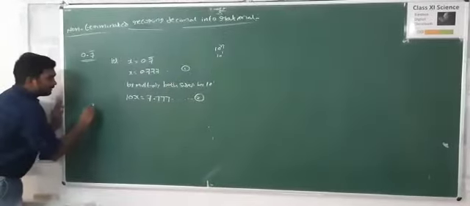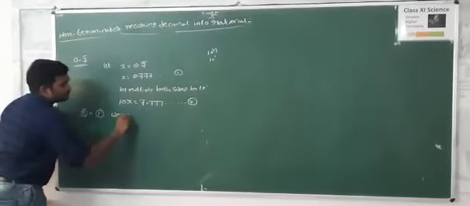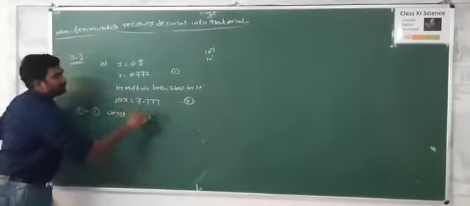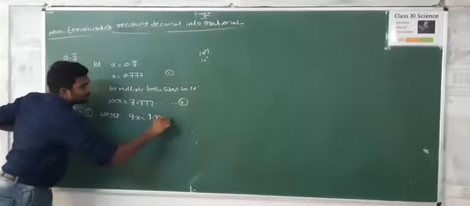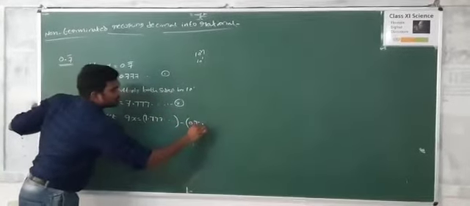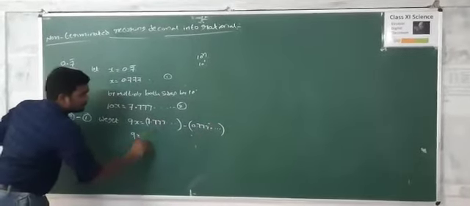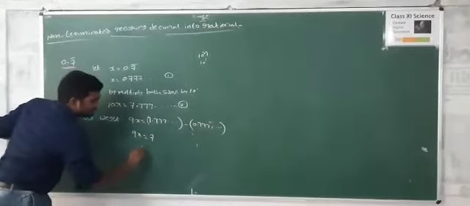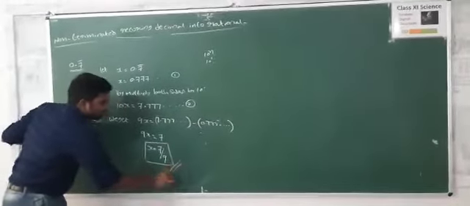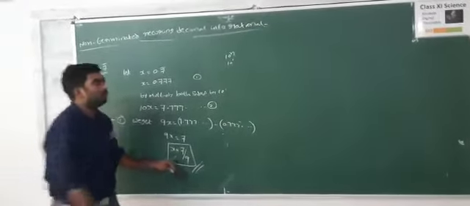By subtracting equation 1 from equation 2, we get 10x minus x, so 9x is equal to 7.777 and so on, minus 0.777 and so on. So 9x is equal to 7, so x is equal to 7 by 9. This is the conversion of a non-terminating recurring decimal into rational form.